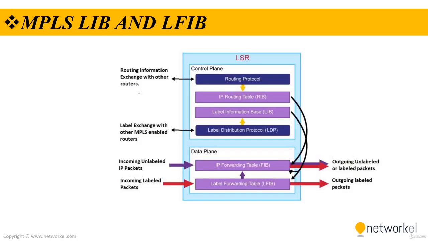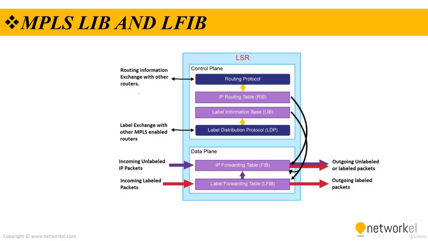Let's take a look at the MPLS LIB and MPLS LFIB. On the screen, notice that the control plane of the MPLS-enabled router is responsible for exchanging labels with other MPLS-enabled routers using a label distribution protocol, in addition to exchanging routing information using routing protocols to populate the IP routing table, which is the RIB.